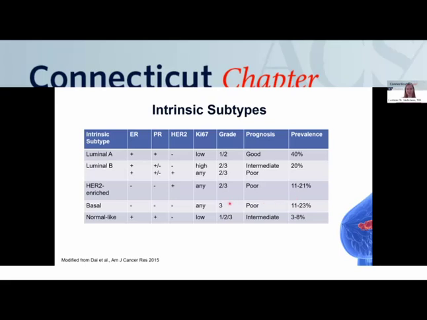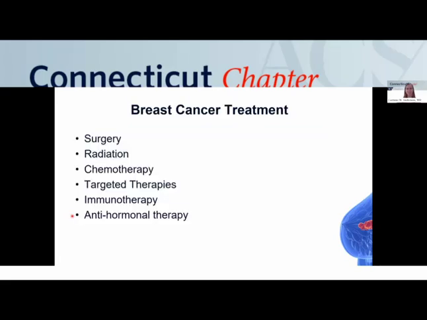From a therapy standpoint, we know that chemotherapy is necessary for treatment of basal and HER2 enriched subtypes unless they are caught incredibly early with tumor size less than or equal to 5 millimeters, those T1A lesions. When we're treating breast cancer, we talk about local therapies, surgery, and radiation, and then systemic therapies, which include chemotherapy, targeted therapies, immunotherapy, and anti-hormonal therapy.